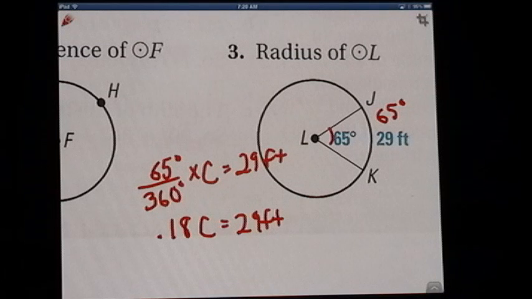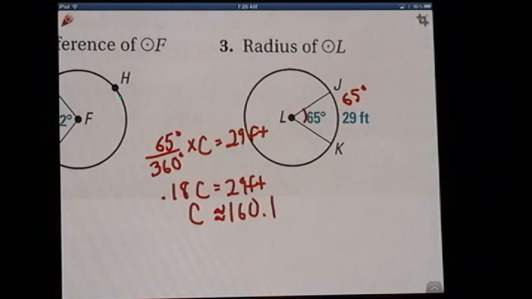29 divided by 0.1805, if I want to go out that far, is equal to 160.1. And it's good to do a reality check and ask yourself, 160.1 is about what the circumference is. I really should be making these approximates. Okay, approximately 160.1.